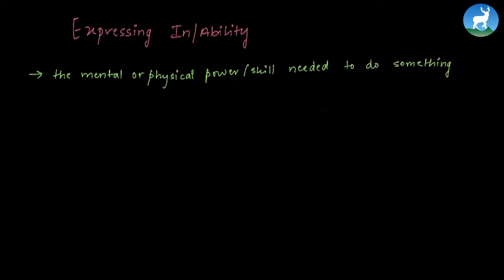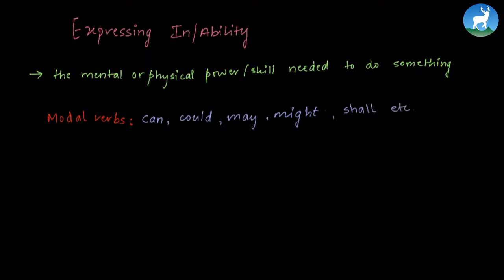Now, we also use modal verbs to express ability. The examples are can, could, may, might, shall, etc. So we use some of the modal verbs to express ability. Let's begin by using can. We use can to talk about someone's skill or general ability.